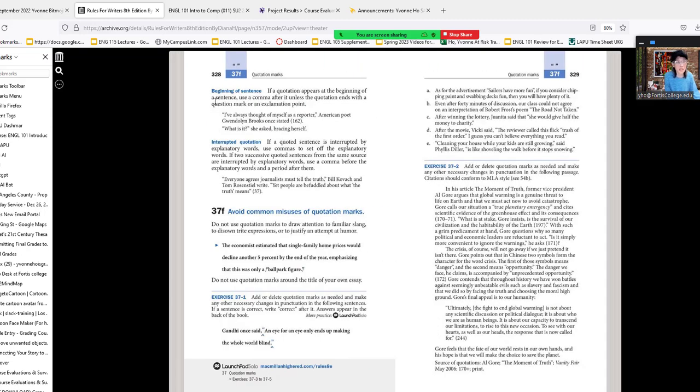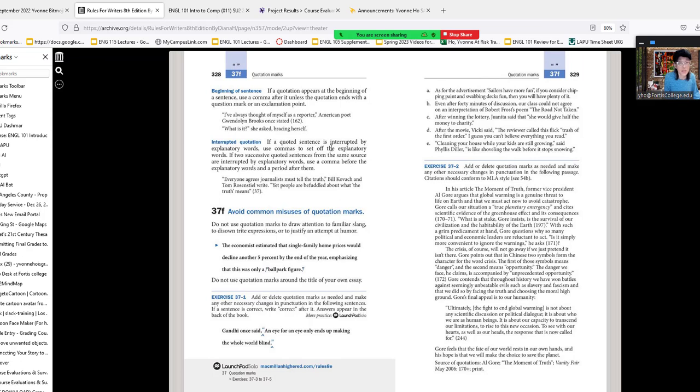And so, beginning of a sentence. If a quotation appears at the beginning of a sentence, use a comma after it, unless the quotation ends with a question mark or an exclamation point. "I've always thought of myself as a reporter," so the comma goes inside the quotation marks. American poet Gwendolyn Brooks once stated, "What is it?" she asked. So always you put the comma after she asked, bracing herself.